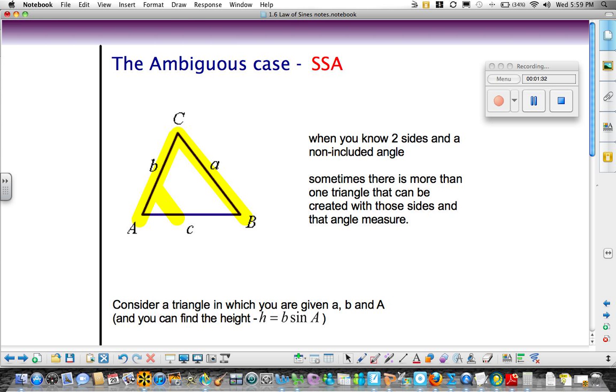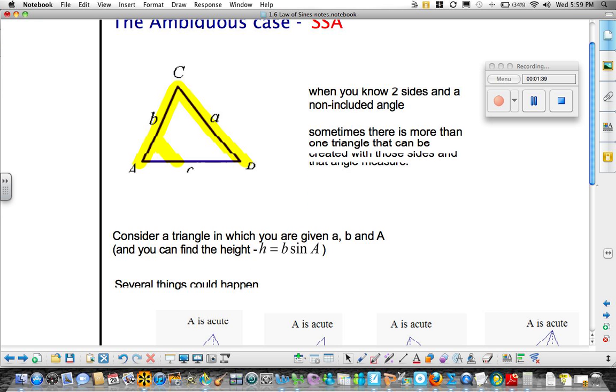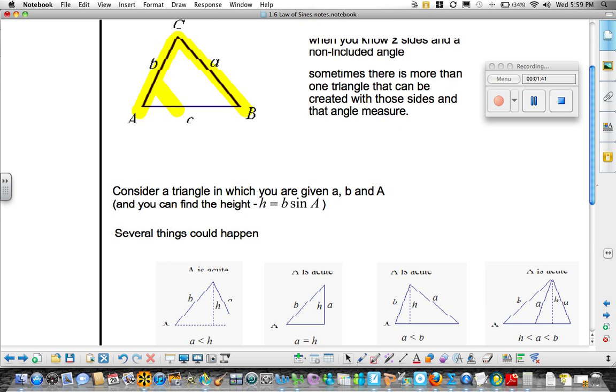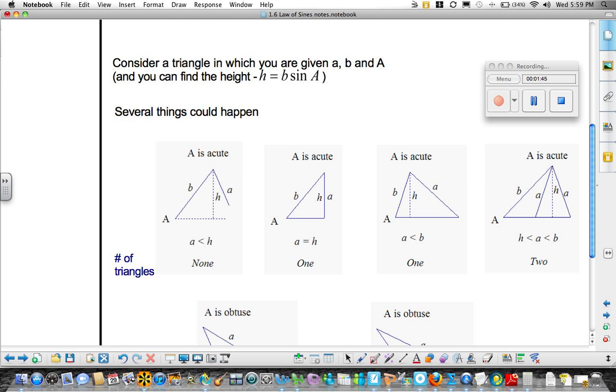And you definitely want to draw these diagrams as well as you can and neatly in your notes. So what I want you to do is consider a triangle where you've been given those values. You've been given side A, side B, and angle A. Here are the different things that could possibly happen with those given measurements.